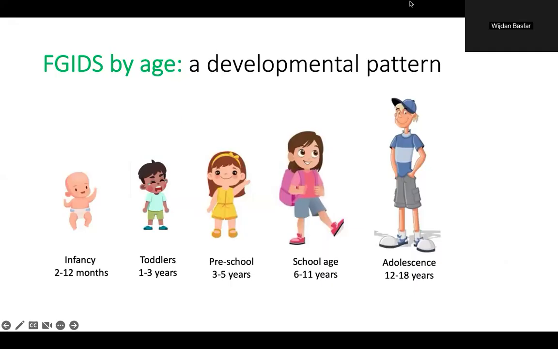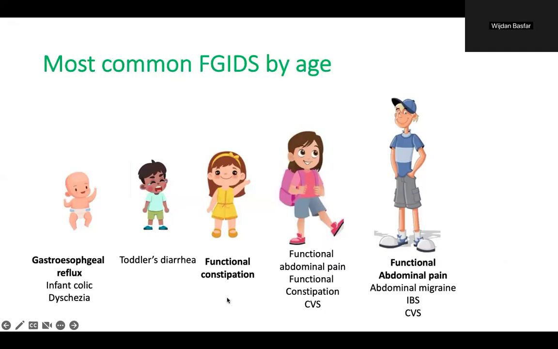Functional GI disorders by age. In pediatrics, we typically divide children according to their age into different age groups. We have infancy in the first year of life, toddlers 1 to 3 years of age, preschoolers 3 to 5 years of age, and then school-aged children until 12, and 12 to 18 are adolescents.